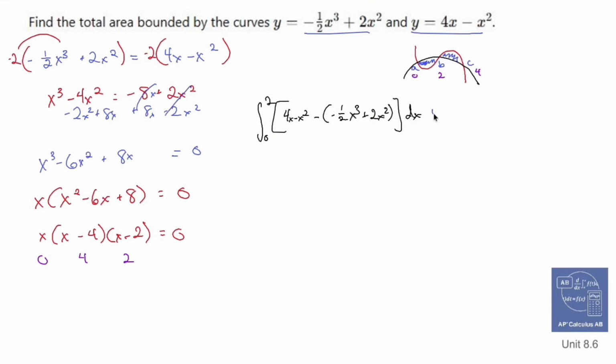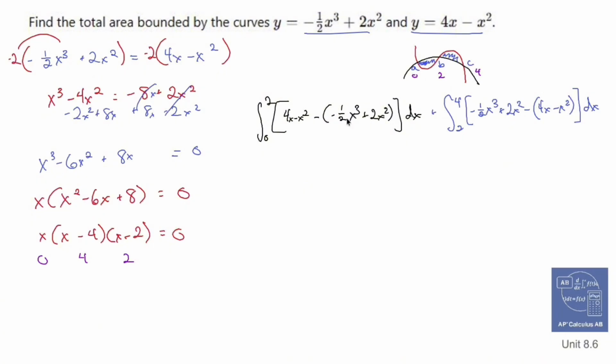The other one is going to be the integral from 2 to 4 of, let's go the opposite way. Let's put the cubic first. So we've got negative 1/2 x cubed plus 2x squared minus parentheses 4x minus x squared, close it, dx, done. All right, now we integrate each one.